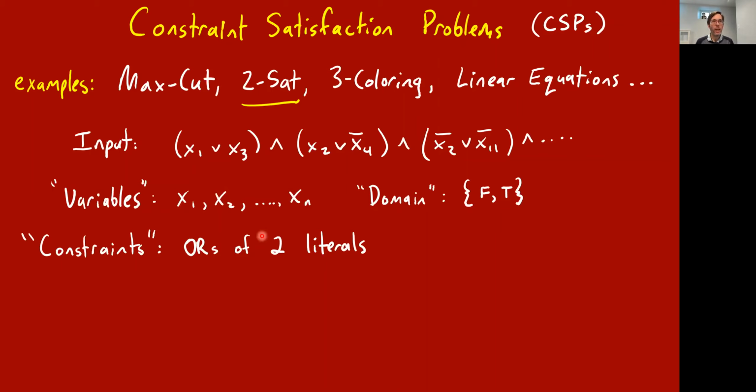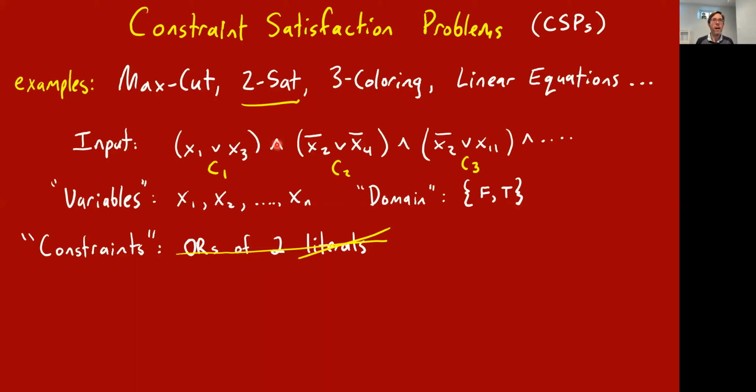Okay, so in 2-sat, it would seem that you just say, okay, you can have any number of clauses or constraints, and each one should be the OR of 2 literals. But in order to define constraint satisfaction problems in general, I really don't want to talk about literals. If you recall, a literal is a variable or its negation, but I don't want to talk about negations. I just want to talk about variables. So in fact, I don't want to say that the constraints are ORs of 2 literals. I want to say it differently.